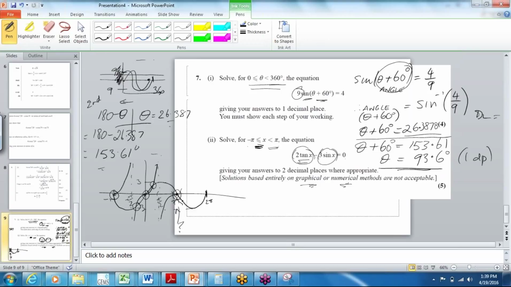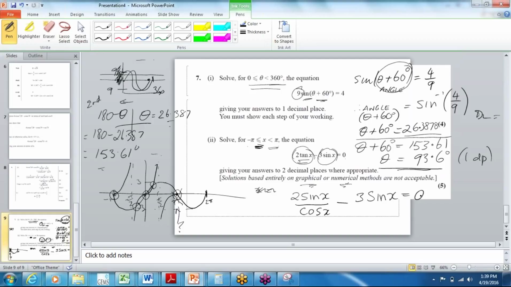So we're looking for an answer with 3 solutions. So we're expecting to get x equals 1, 2, or 3. Let's look at the numerical methods now. 2 sine x over cos x. See what I'm doing here? Minus 3 sine x equals 0. See what I've done?